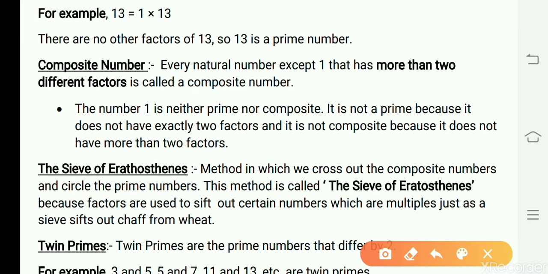The next is composite number. Every natural number except 1 that has more than two different factors is called a composite number. The number 1 is neither prime nor composite. It is not prime because it does not have exactly two factors, and it is not composite because it does not have more than two factors.